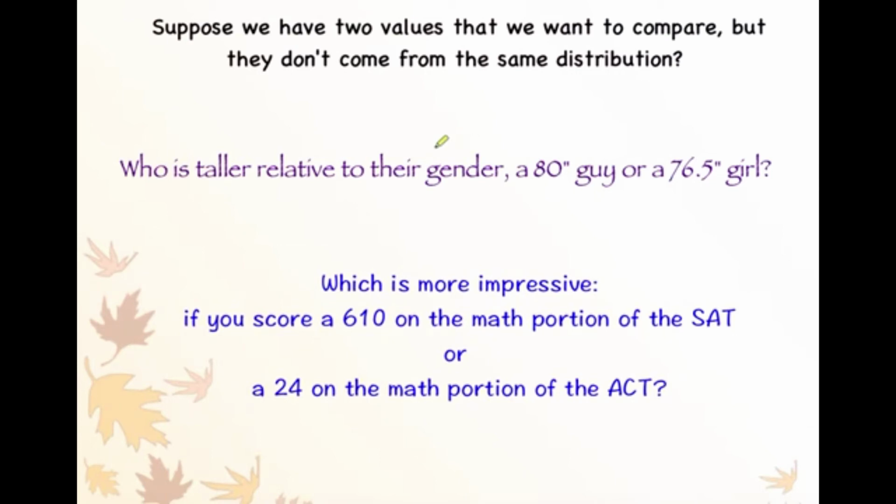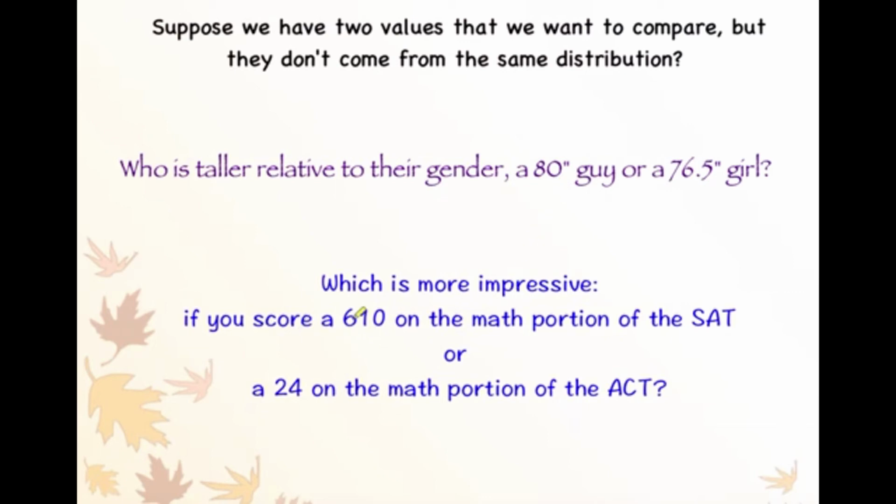So for example, I could ask who's taller relative to their gender? An 80-inch tall guy or a 76.5-inch girl? Well, obviously the guy is taller, but that's not what I'm asking. I'm asking who's taller relative to their gender. Well, that comes from two different distributions. The distribution of heights for females is different from the distribution of heights for males. So we'd have to look at those two different distributions separately.